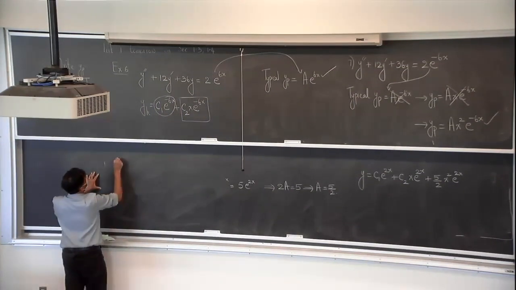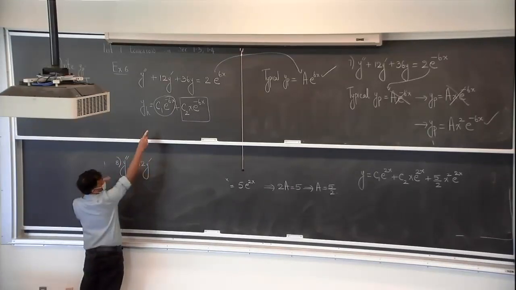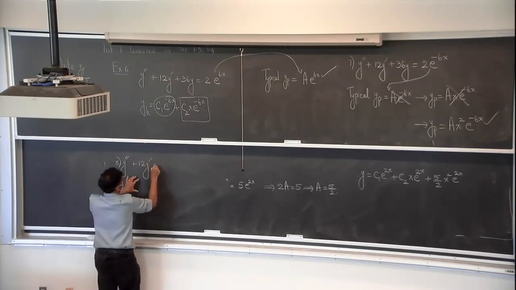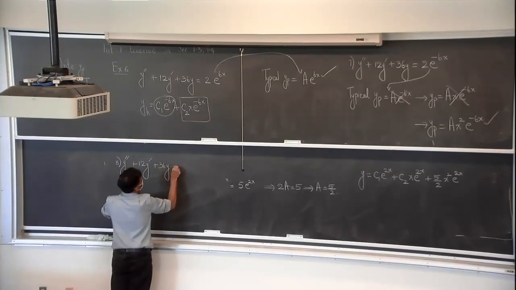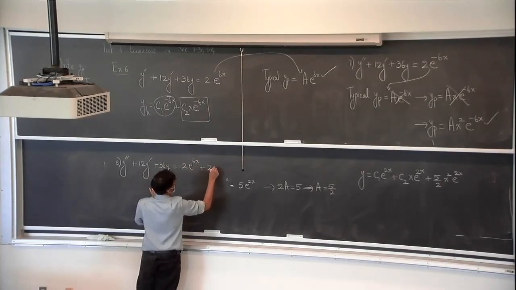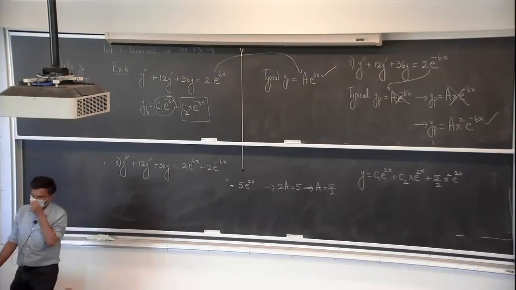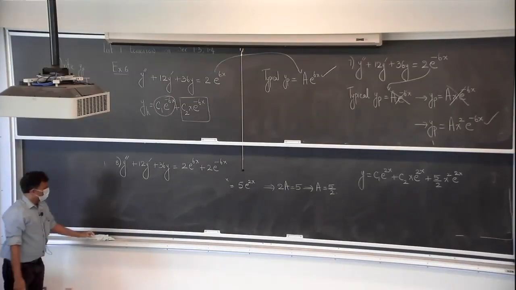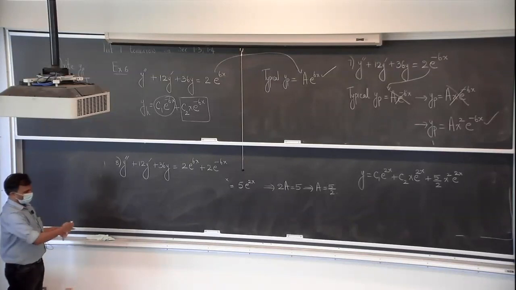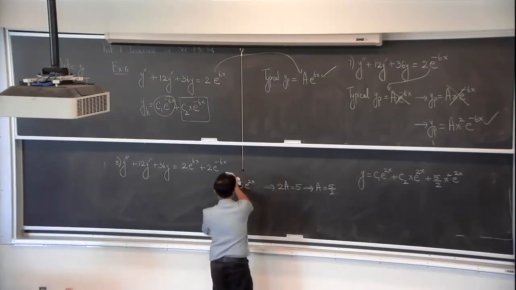Example 8, y double prime plus 12 y prime plus 36y equal to 2 e to the power of 6x plus 2 e to the power of negative 6x. So the homogeneous solution is still the same. I'm adding those two things. Absolutely nothing in this world is stopping me from adding more terms. So just keep on adding terms. So for now, just 2 terms.